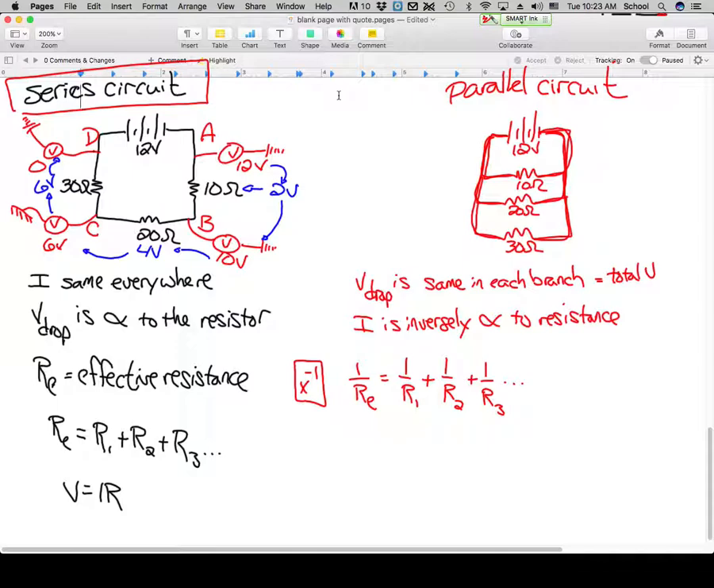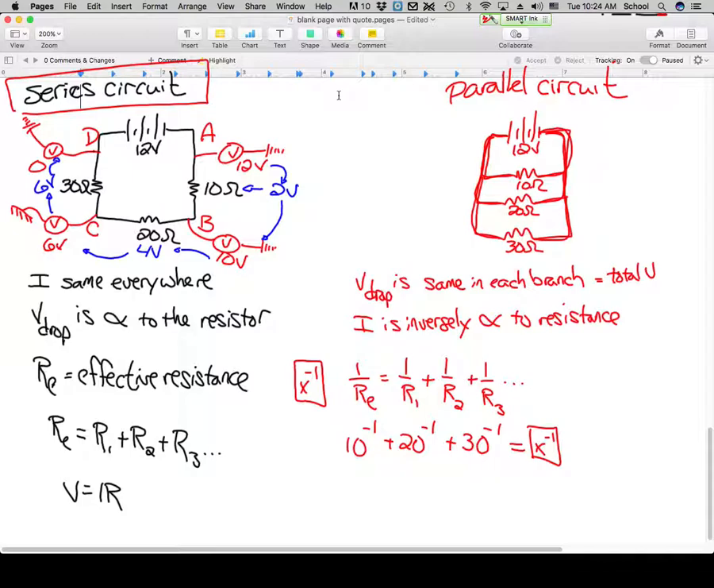But how many 1 overs do we have in this formula? There's 4. So how many times do we have to hit this button? 4 times. We hit 3 before we hit the equals, then we hit the equals, and then we have to hit it once at the end. So you're going to write down 10 to the minus 1 plus 20 to the minus 1 plus 30 to the minus 1. Then you're going to hit equals, and that would give you 1 over RE, but we want RE, so we have to hit x to the minus 1 at the very end. After you hit equals. Don't hit it after the 30 before you hit equals, and that will just undo your 30.